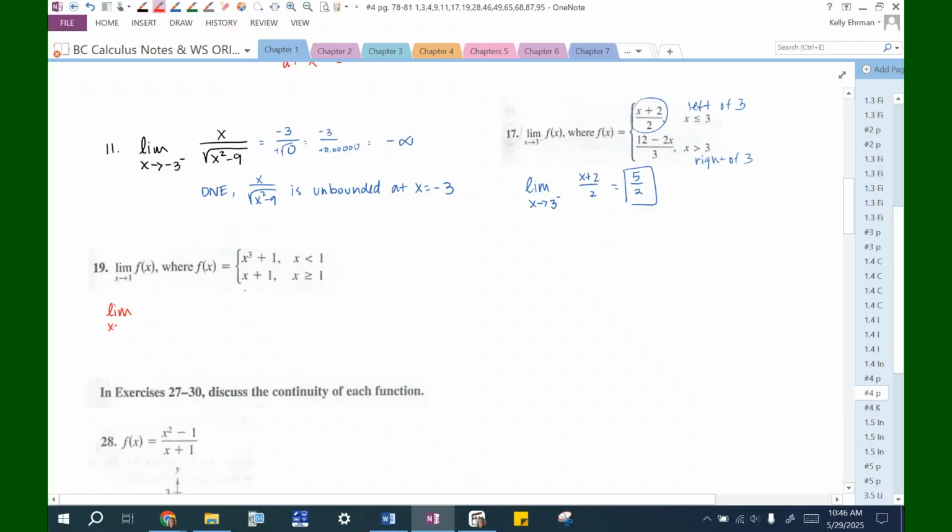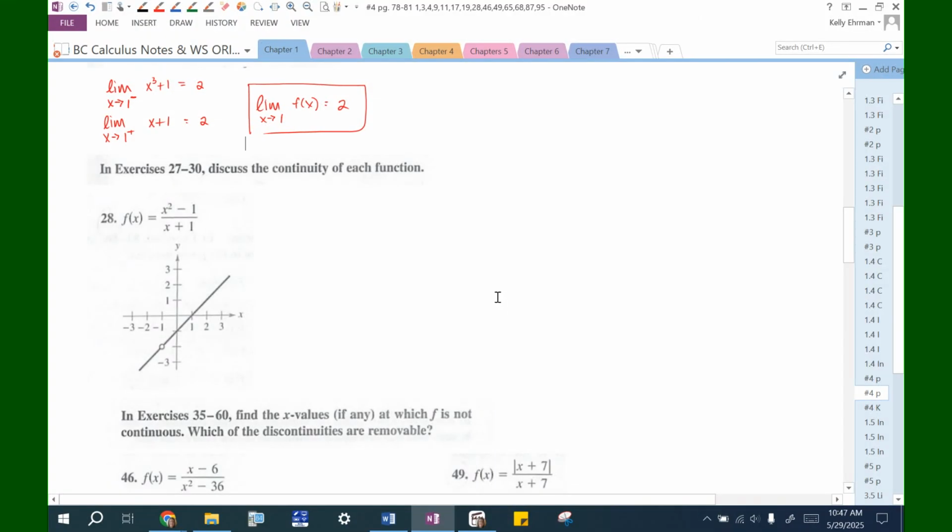So the limit as x approaches 1, I'm just going to start on the left. This piece of the graph is to the left of 1, so the expression would be x cubed plus 1. When you plug 1 into that, you get 2. And then the limit as x approaches 1 on the right would be the other piece, x plus 1. That's also equal to 2. So the limit as x approaches 1 of f of x in general, no matter which piece you're on, is equal to 2.